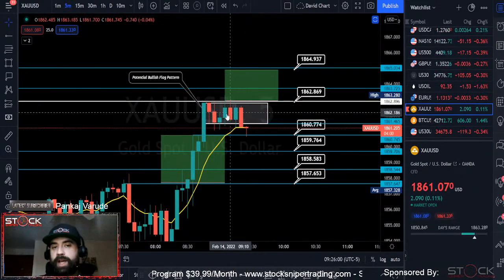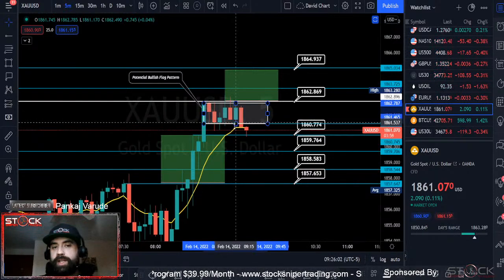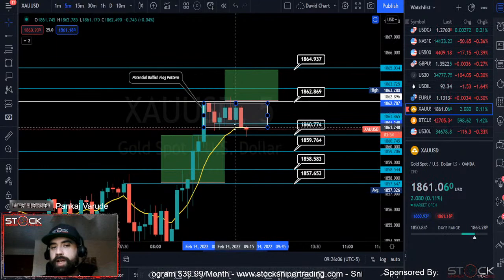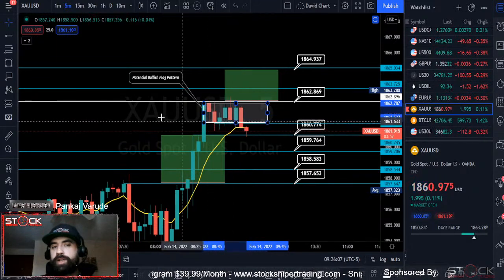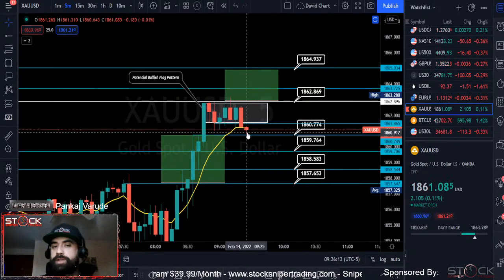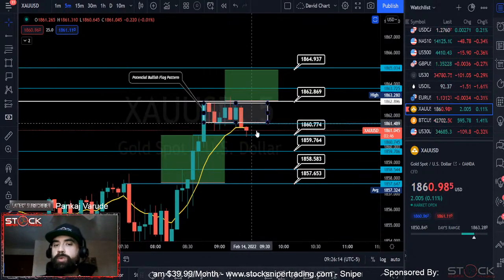I had a nice flag formation here. You can still see that if you use the wicks, we're almost still in there. Okay, that was the body, but we use the wicks just down here. You can see it's starting to break out, starting to break below that 9 moving average. Okay, so just monitor this accordingly.